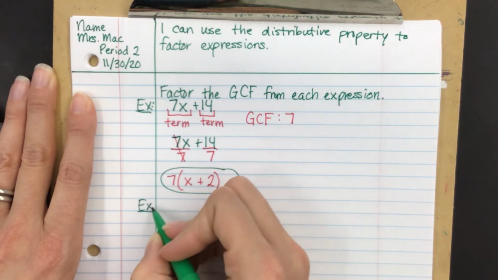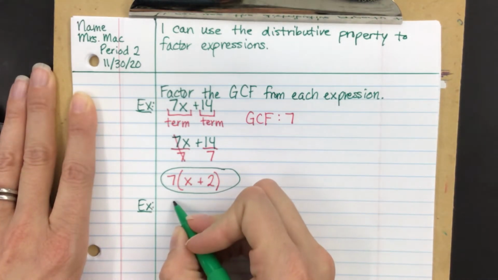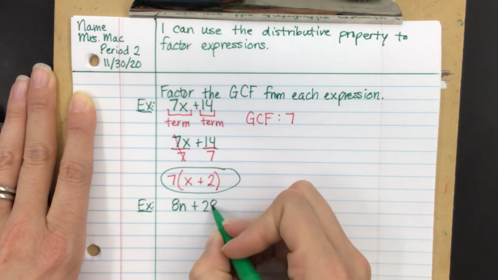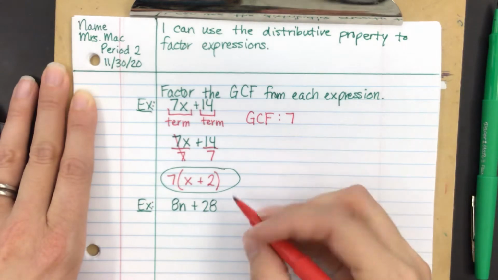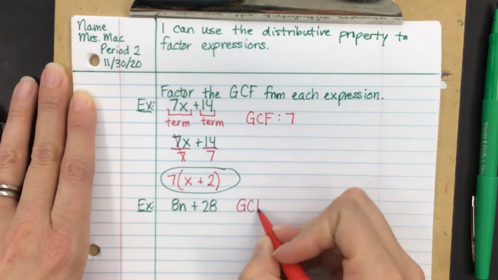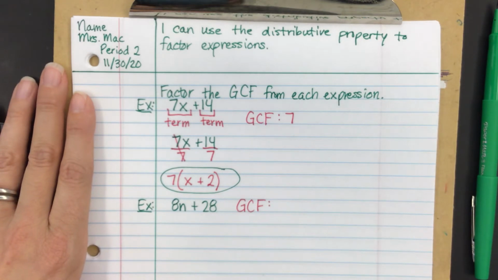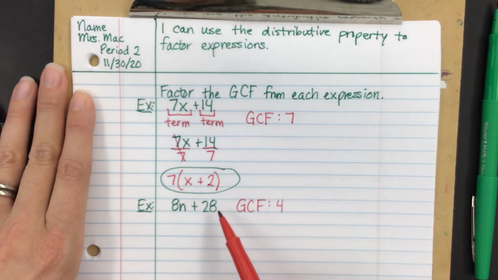So let's do another example. Let's do 8n plus 28. Well, what is the GCF for this? Cream. 4. Yeah, 4. The 8 is too high because 28 is not divisible by 8, but they're both divisible by 4.